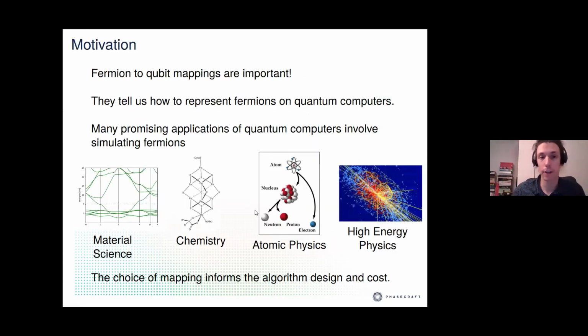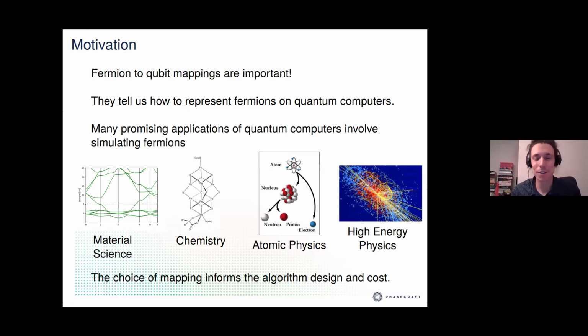So let's start with the motivation. Why am I talking about this? Well, fermion to qubit mappings are important. And why are they important? Well, they tell us how to represent fermions on quantum computers. And there are many promising applications for the representation of fermions on quantum computers.